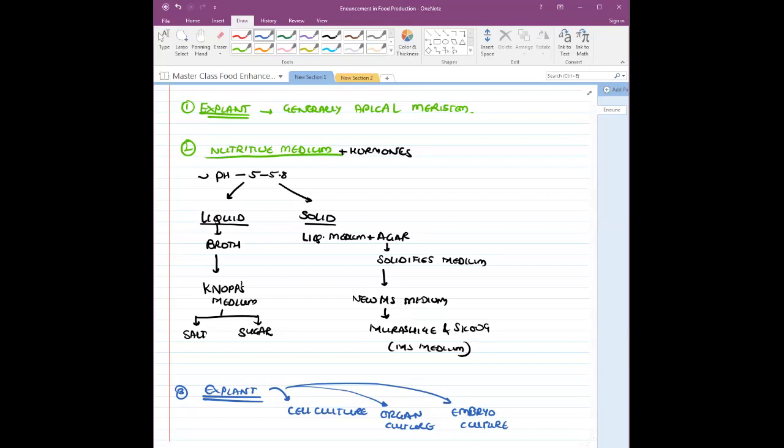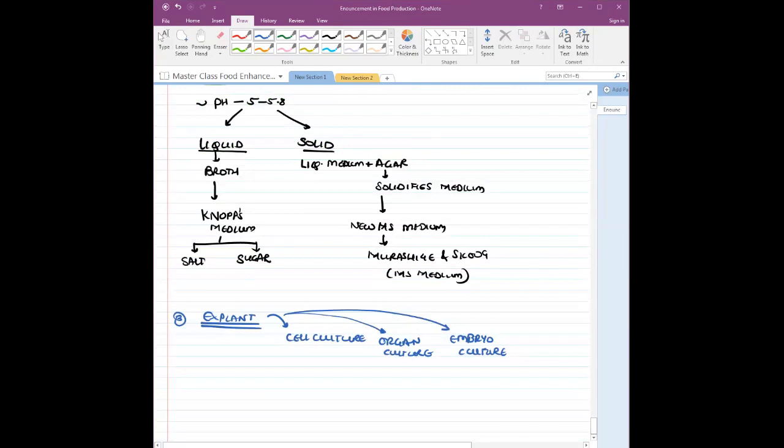Everybody all right with this? Fine. But now, depending upon how the growth is obtained, we have two types. Either we have your solid culture, or we have your suspension culture. Let's see what the difference is.